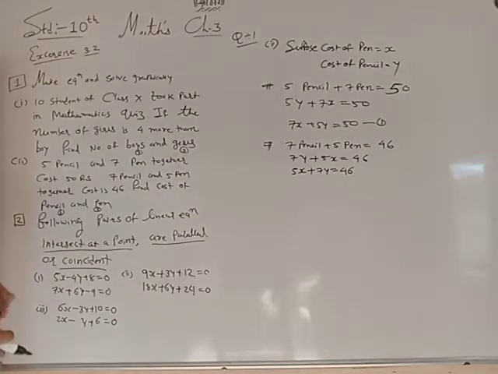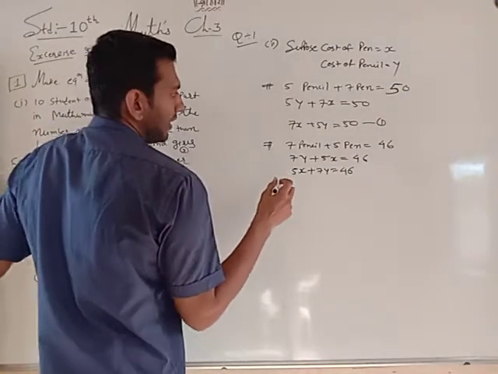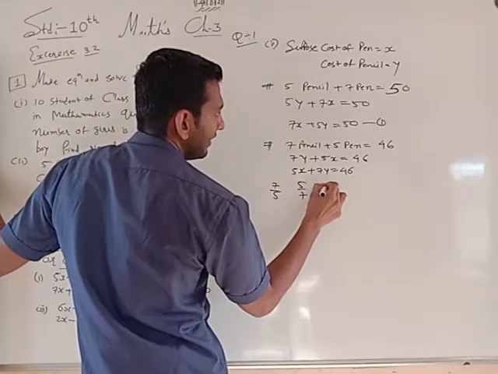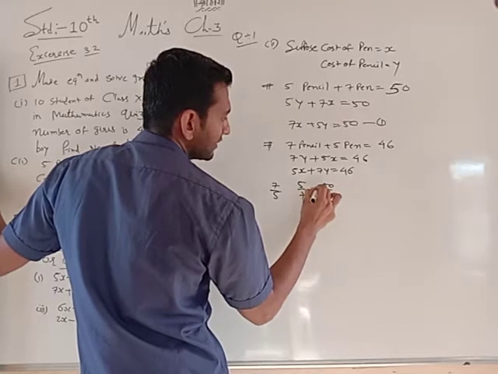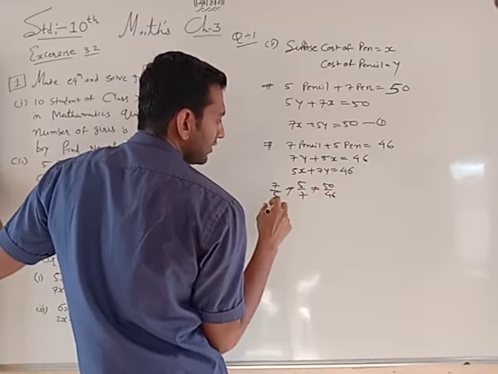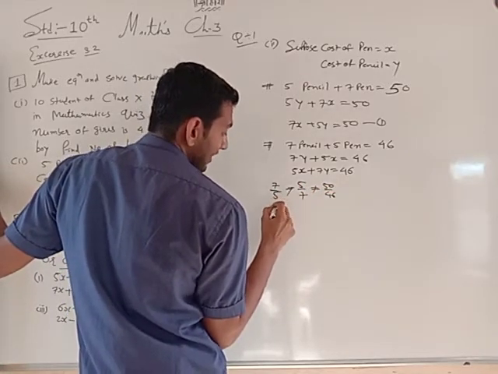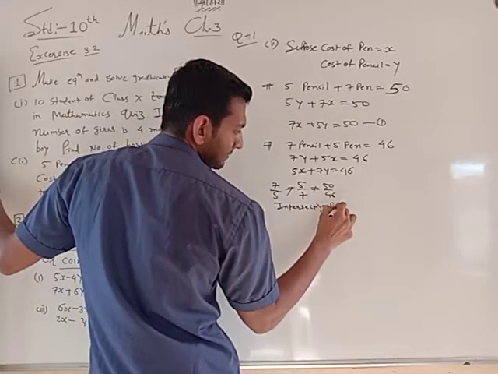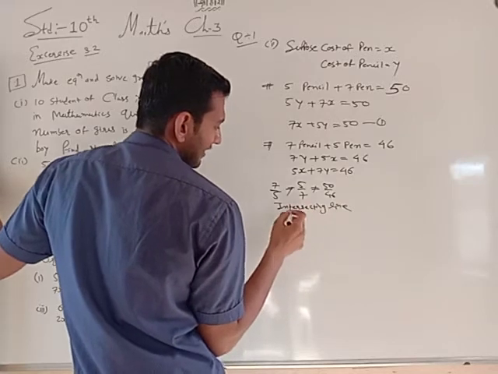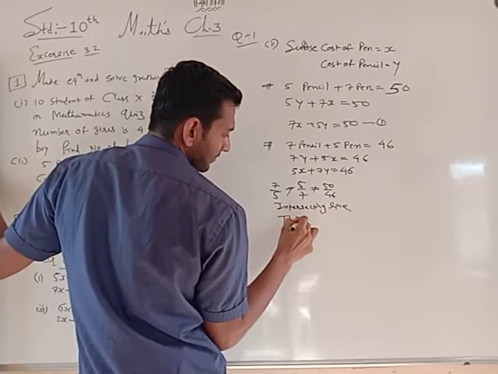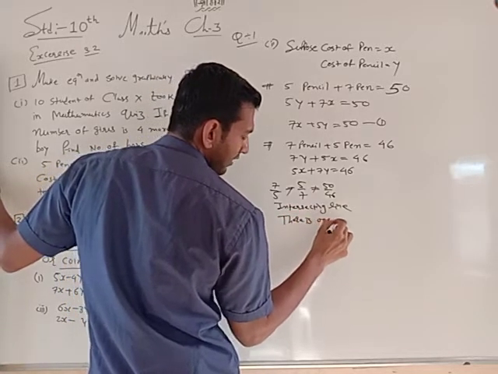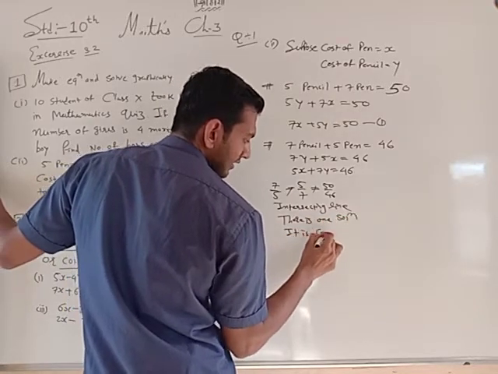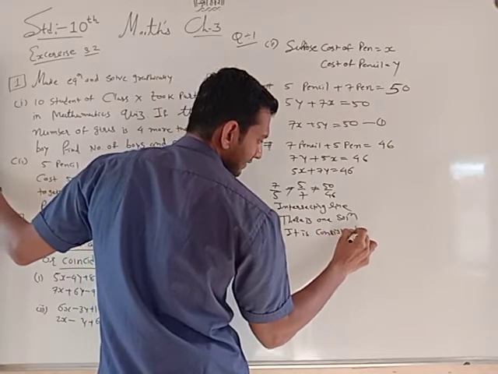Now you can find the ratio: 7 by 5, 5 by 7, 50 by 46, which does not equal. Both the lines are intersecting lines. There is one solution and it is consistent.